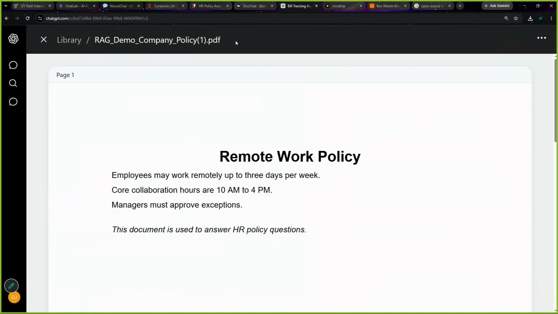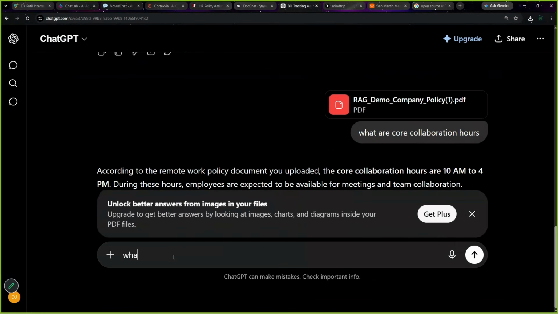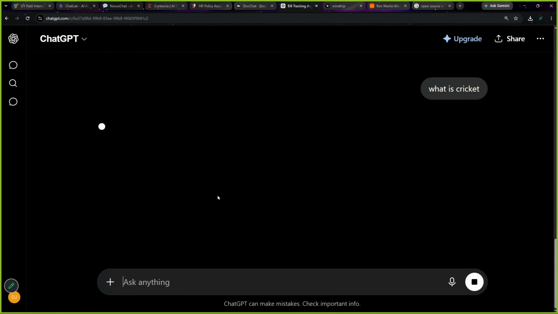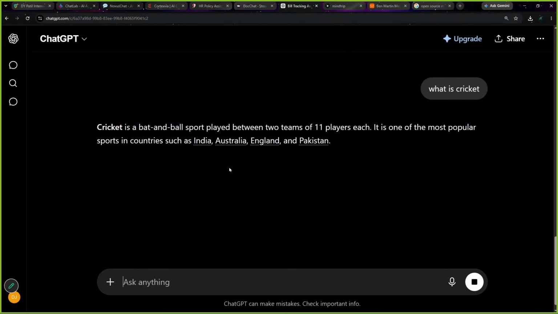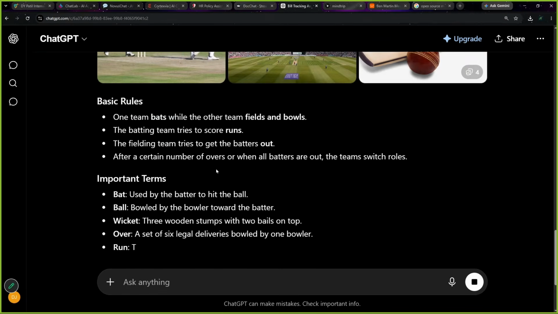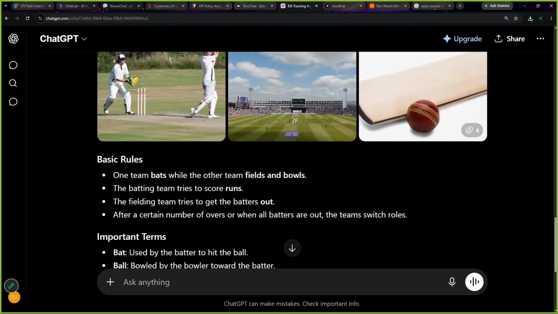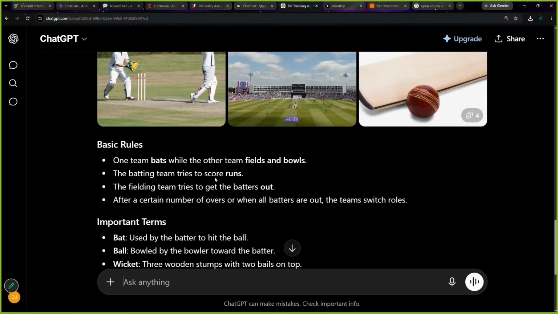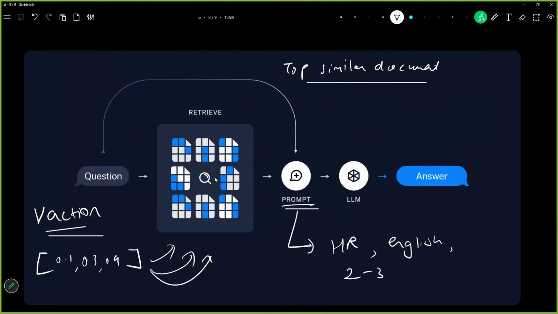If I go here, what is cricket? Let us see what kind of response we get. See, I just wanted to know cricket is a game, but it gave me a lot of information. So we don't want that. We want to restrict its behavior in a certain way, that only answer in 2 to 3 sentences if it is needed. And you are an HR assistant, do not answer any other questions. Always use English and a professional tone to answer the questions.